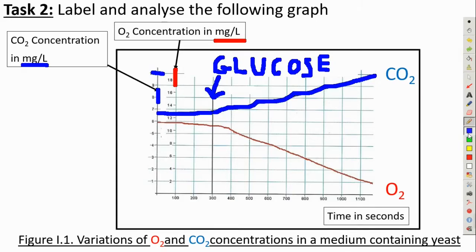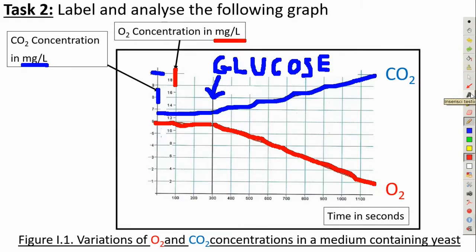That's for carbon dioxide. What about oxygen? Same thing, it might slightly decrease, but we're going to consider that it remains constant at 11 milligrams per litre. And once the glucose is added, we can see that it decreases from 11 milligrams per litre to 1 milligram per litre.